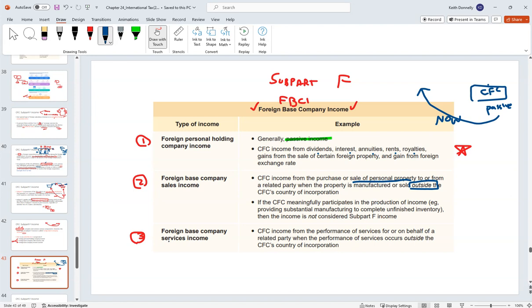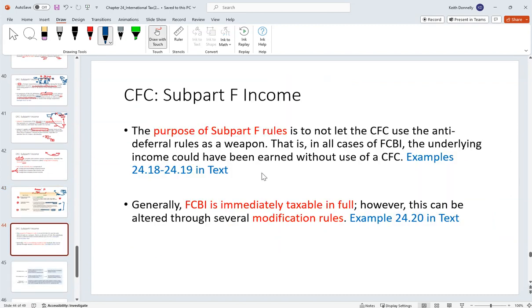Then we have foreign-based company services income. This is essentially CFC income from the performance of services for or on behalf of a related party when the performance of services occurs outside of the CFC's country of incorporation. So this one is basically for like inventory, selling inventory. This one is performing services. We will come back to these two whenever we go through the Excel examples. For right now, just think subpart F income, FBCI. Main type is this foreign personal holding company income, aka passive income, right?